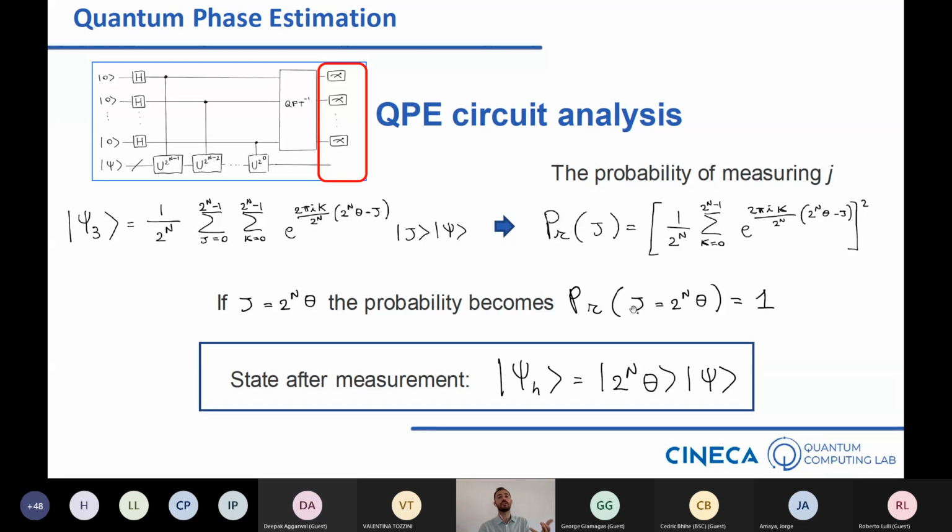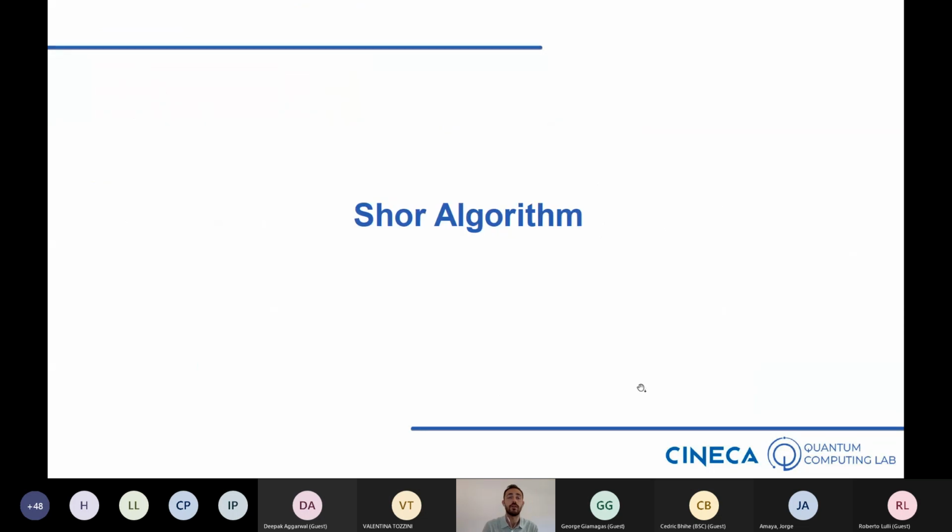So after the quantum Fourier transform circuit, I obtain as a measurement the state, and I know the phase theta that I was originally looking for.